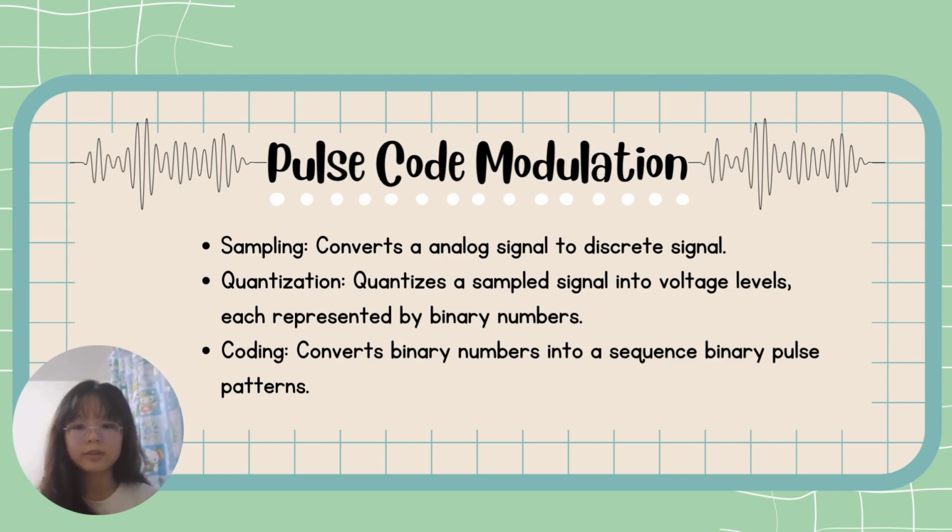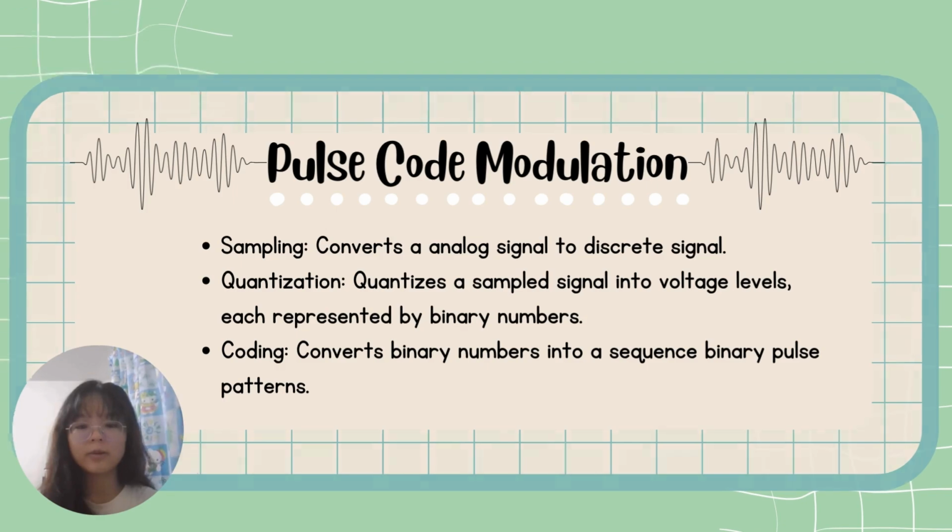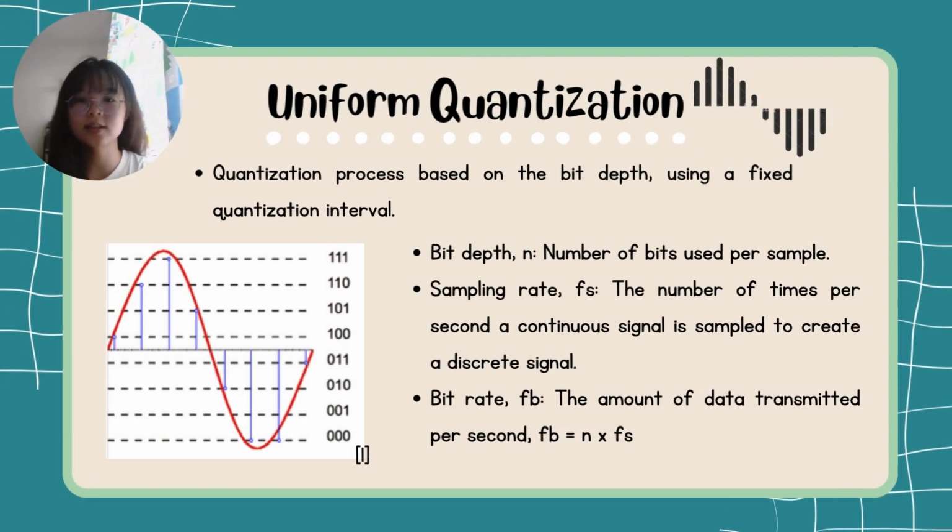In the sampling process, it converts an analog signal to a discrete signal. In the quantization process, it quantizes the sampled signal into voltage levels, each represented by binary numbers. In the coding process, it converts binary numbers into a sequence of binary pulse patterns. The quantization process can be divided into uniform and non-uniform.